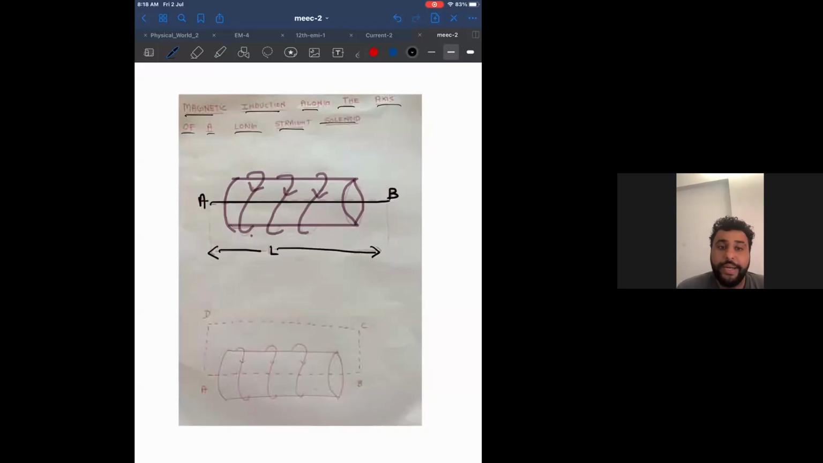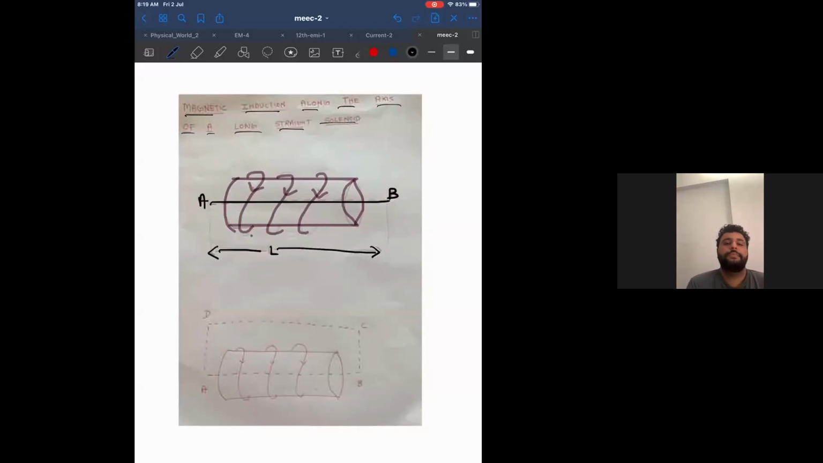What do I have to find? Magnetic induction. Where? At AB. What is AB? AB is the axis of a solenoid. Is this much clear? What is my first application? My first application is to find the magnetic field of induction at a point placed next to a long straight current carrying conductor. What is my second application? I have to find magnetic induction along the axis of a solenoid. Is it clear?